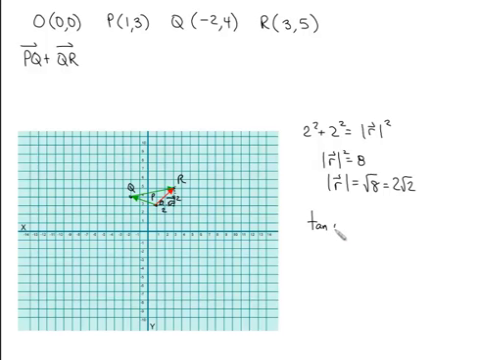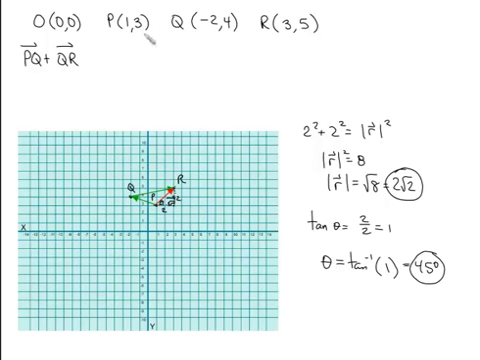Tangent of theta is equal to opposite over adjacent, which is 1. So theta equals inverse tangent of 1. You can punch that into your calculator, but we know tangent is 1 at 45 degrees. We can also see that this is a 45, 45, 90 right triangle. So our direction is 45 degrees, and our magnitude is 2 square root of 2 units, newtons, whatever. Again, we can string as many vectors as we want together, tip to tail. That's not a problem. Now, we're going to look at a slightly different problem using these same points.